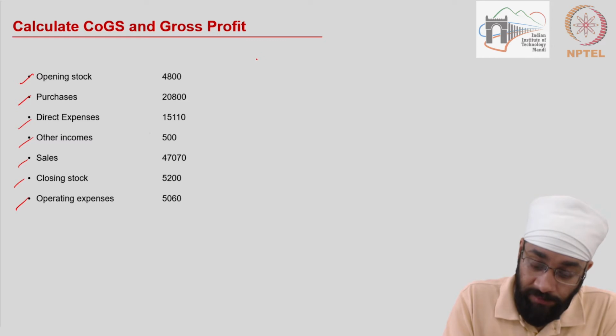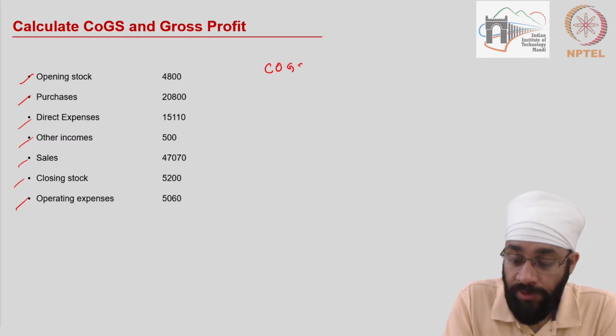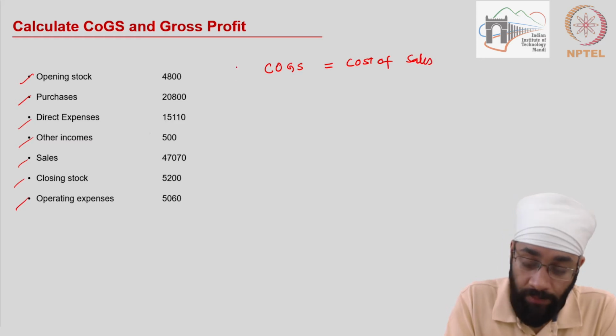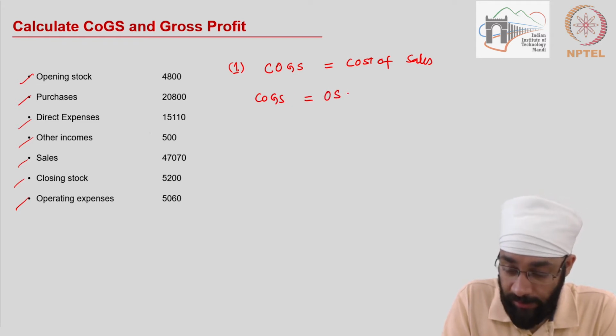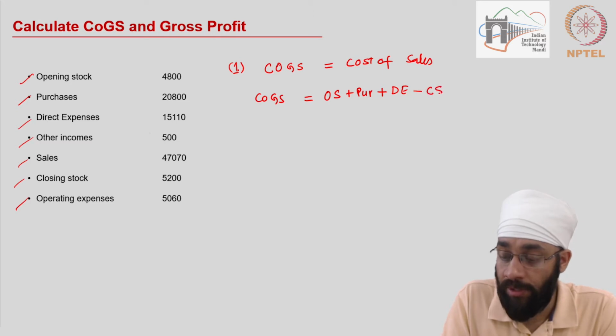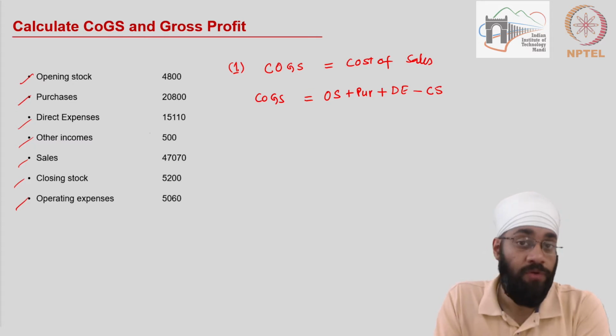So, as we have discussed before, the cost of goods sold is also called cost of sales. Number one, this is one thing you should remember. The cost of goods sold is equal to the opening stock plus the purchases plus all the direct expenses minus the closing stock. This is the formula that we will use. What is the concept of cost of goods sold?